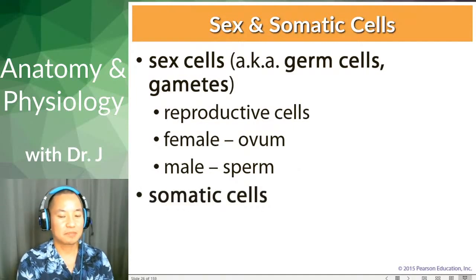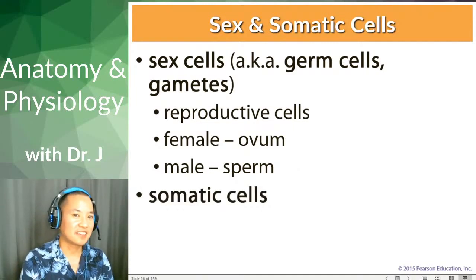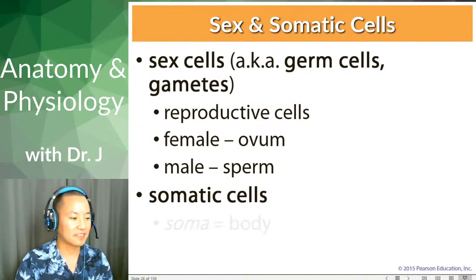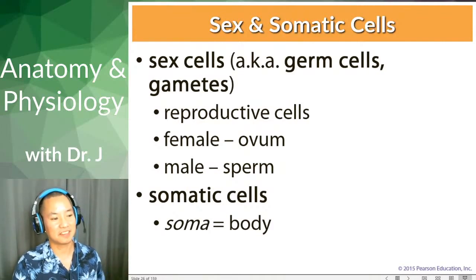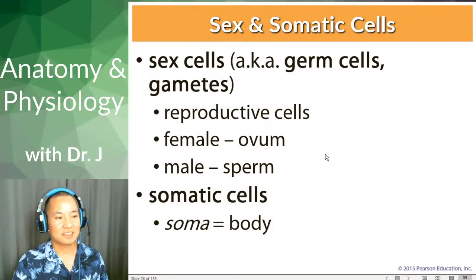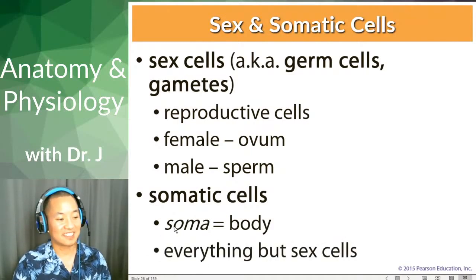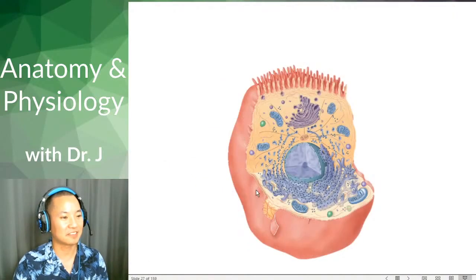And then somatic cells are pretty much everything else that's not a sex cell, that's not a reproductive cell. Soma is a term meaning the body. So when you hear that term soma, that refers to something involving the body. Of course, that's pretty much everything we're talking about, right? So sex and somatic cells, those are the two types. Again, somatic is pretty much everything but sex cells. There's no overlap. They're mutually exclusive.